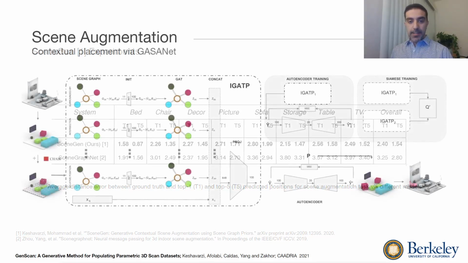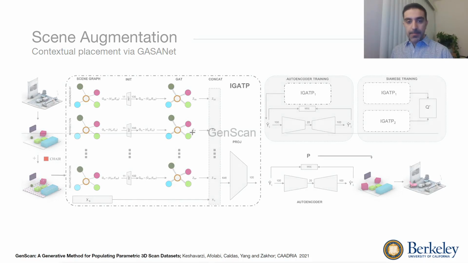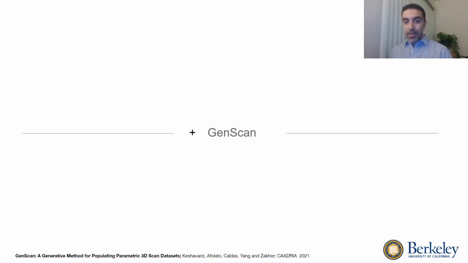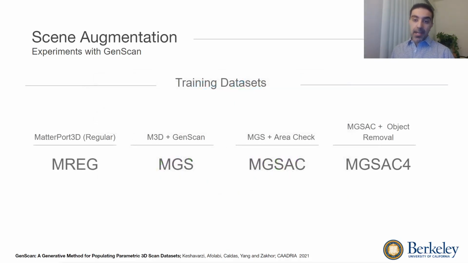scene augmentation tasks. In a follow-up study, we developed a more sophisticated algorithm called GASANet, which combines graph attention, Siamese, and autoencoder networks for our scene augmentation tasks. And this time, we augment the Matterport 3D dataset with GenScan as our data augmentation method. Here are some examples of the bounding box manipulation of the sample rooms of the Matterport 3D dataset via GenScan. We trained our scene augmentation method on the 4 augmented datasets and compared the results.